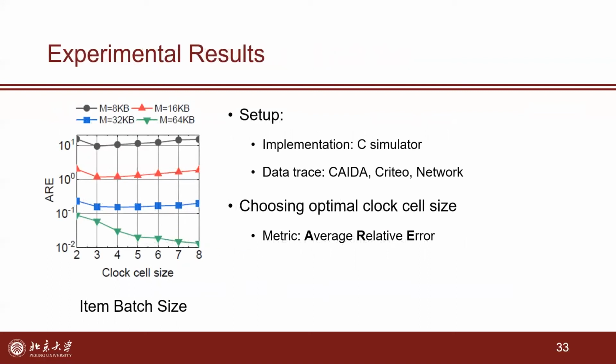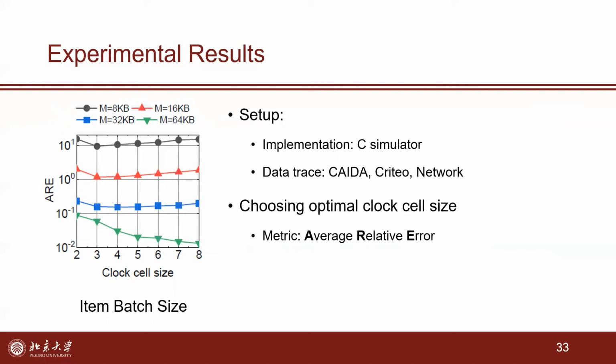Finally, let's see the experimental results. The setup is using a C simulator to write the clock sketch algorithm, and we use 3 real-world data traces. The first one is KIDA, an anonymous IP trace. The second one is Criteo, which is a machine learning-based data trace with timestamps. The third one is Network, which is a real-time monitoring of the Stanford campus network.